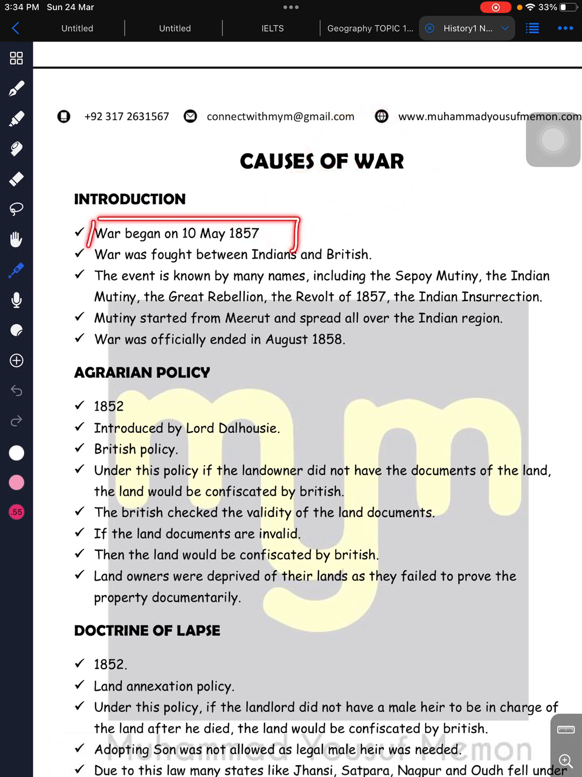First, the war began on the 10th of May 1857. It was fought between Indians and the British, and this event is also known as the Great Indian Rebellion, the Revolt of 1857, the War of Independence, and the Indian Mutiny. The war started from Meerut, spread all over the Indian region, and ended in August 1858. So it went on for at least 1 year and 3-4 months.